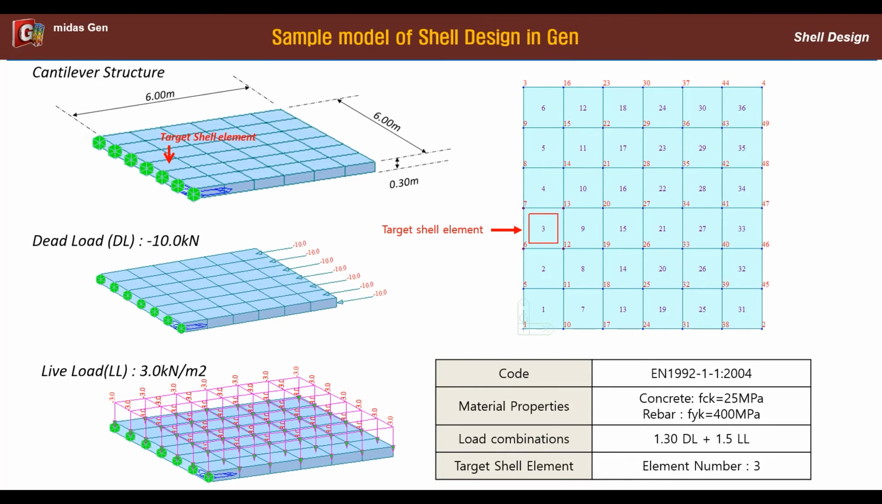The sample model for calculation verification is a cantilever structure, and the thickness and shape dimensions are shown in this picture. 6 meters by 6 meters, thickness is 0.3 meters. As for the load input, the nodal load for applying the axial load, 10 kilonewtons to the plate, and the pressure load, 3 kilonewtons per square meter for bending, were input. The target shell element is number 3 for verification. The concrete compressive strength is 25 megapascals, and rebar is 400 megapascals. We use design codes as per Eurocode 2.